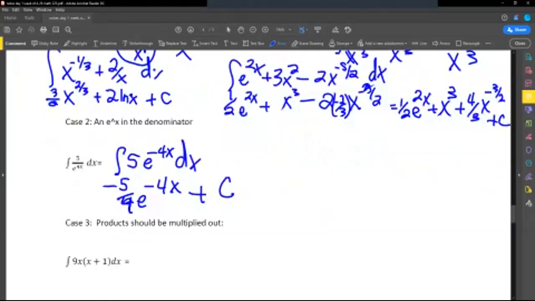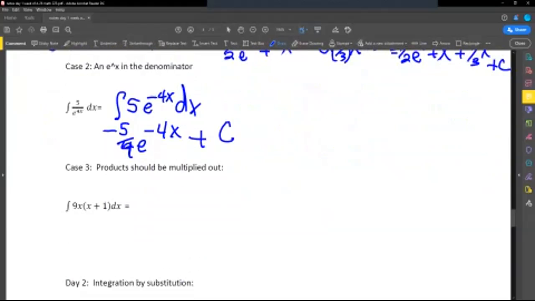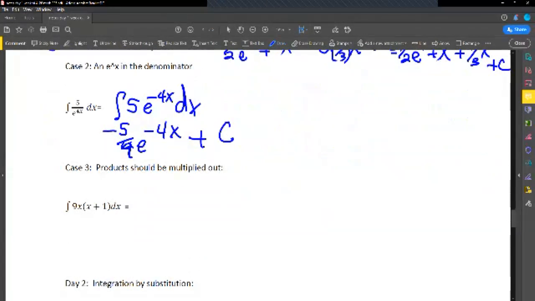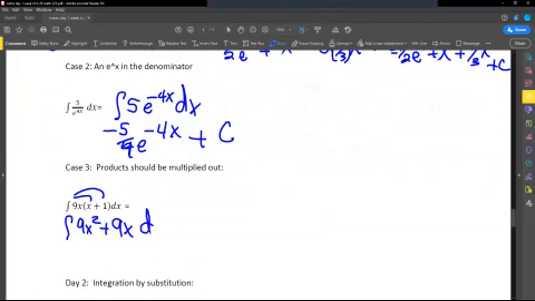All right, at this point in time, if you have a product, you don't have a product rule, you can't integrate them separately, so you just have to multiply them out. So if I had something like this, I'd multiply it out, I get 9x squared plus 9x, I just distributed the 9x, and then I can integrate each term, so it's 9x cubed over 3 plus 9x squared over 2. All right, and you can simplify that.